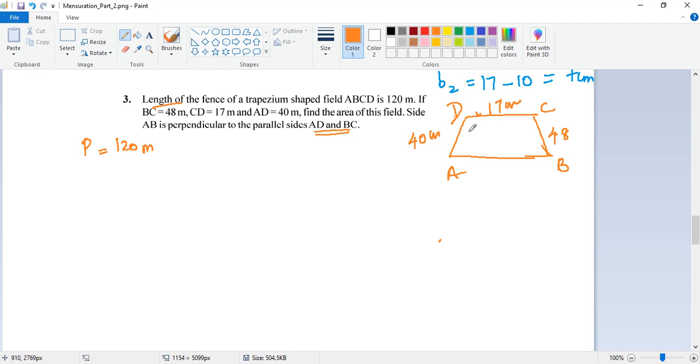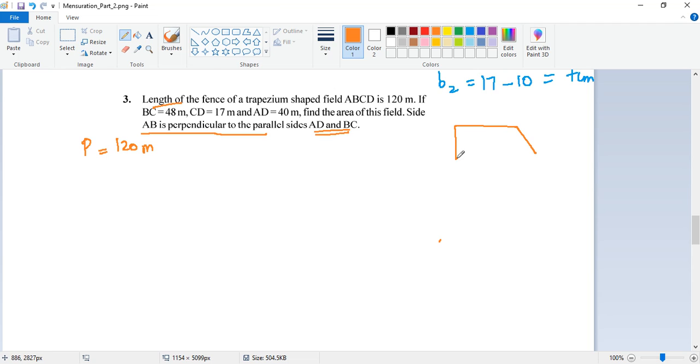AD and BC. So we need to draw it again. This is not the right figure because they are saying that AB, AD and BC are the complete parallel sides. So let us draw it like this, and they are also saying that side AB is perpendicular to this. So there's one side which is perpendicular, and AD and BC are parallel to each other. So I can say AD, BC.